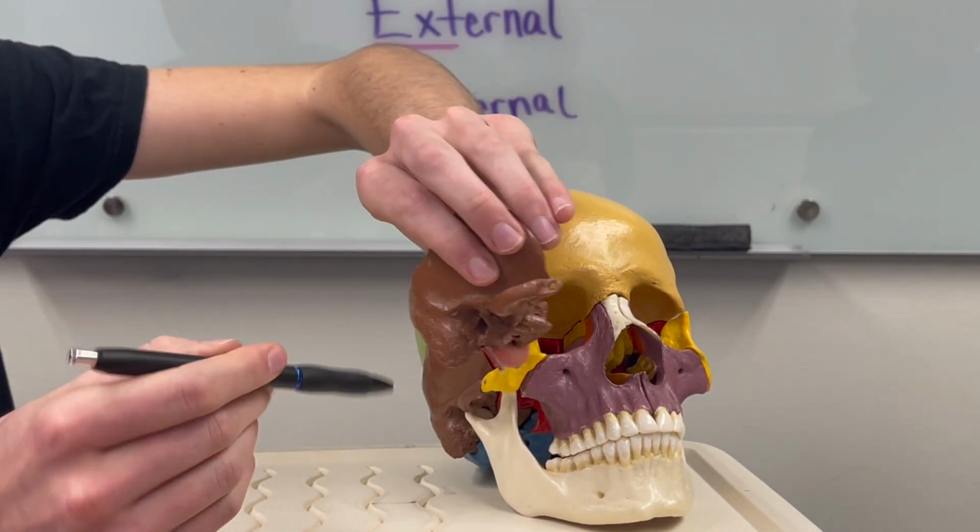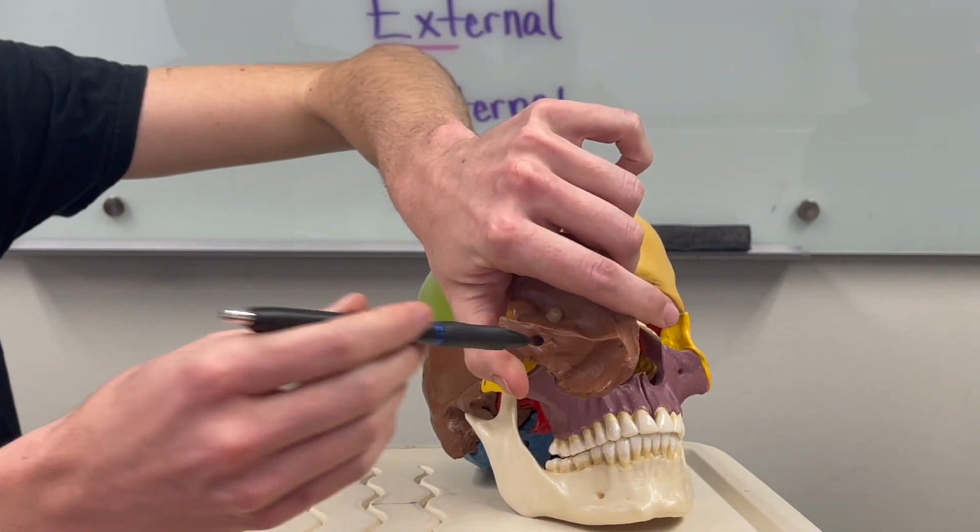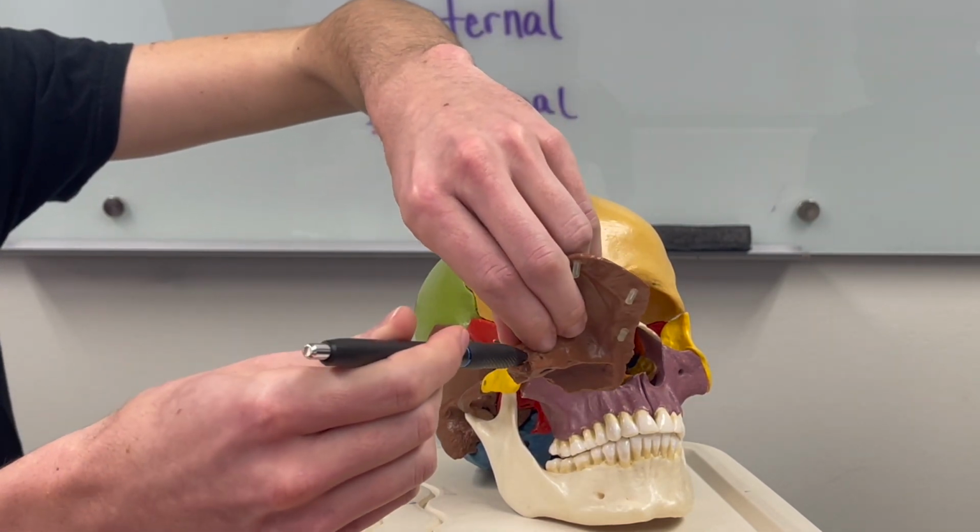That's different from the external acoustic meatus and the internal acoustic meatus. You can see through the carotid canal.